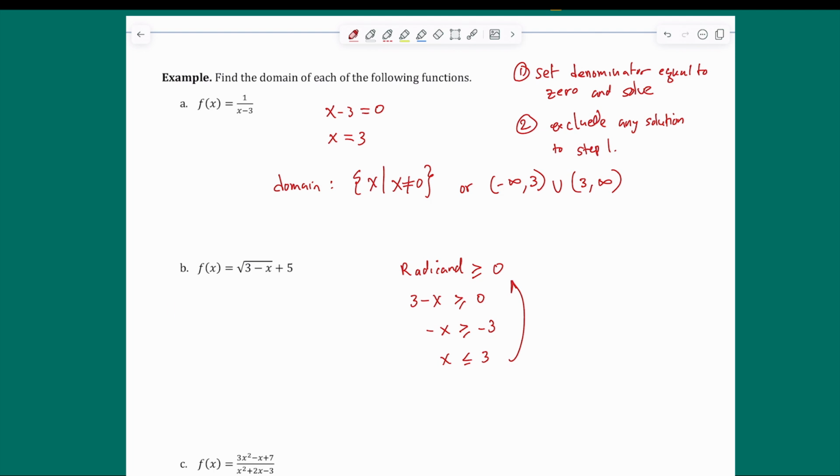So the domain for this function in set builder notation is the set of real numbers x such that x is less than or equal to 3. Or in interval notation, it will be negative infinity to positive 3. And since we can include 3, we put a closing bracket. So the domain is the set of real numbers such that x is less than or equal to 3, or in interval notation, negative infinity to 3, closing bracket.